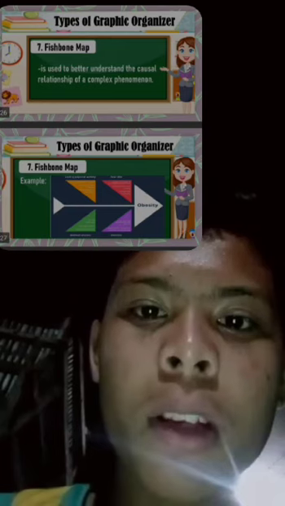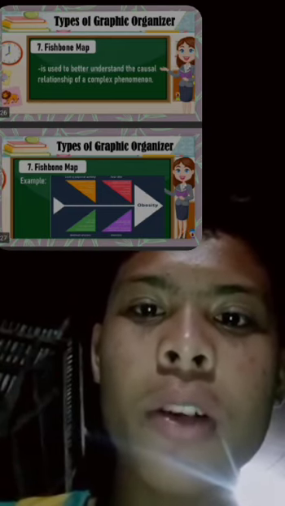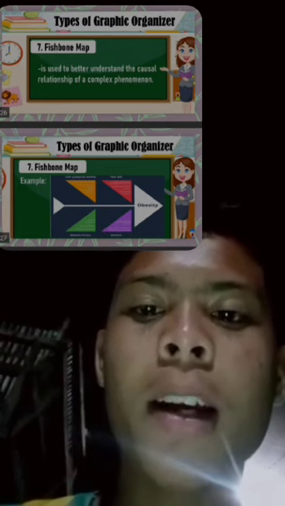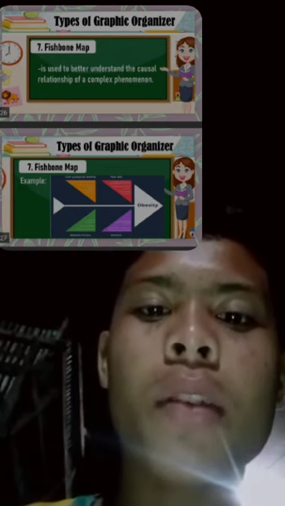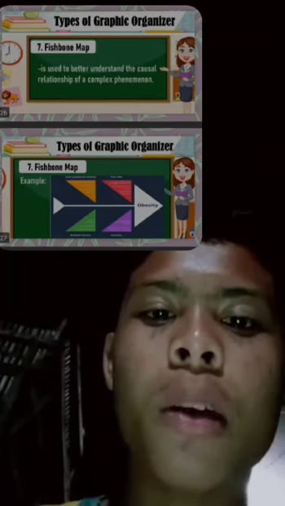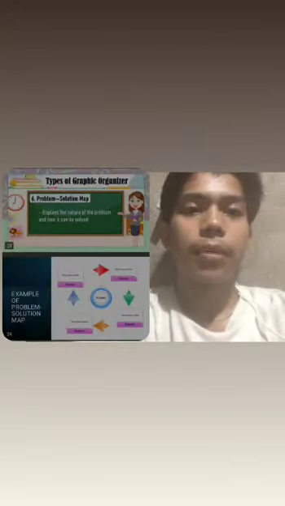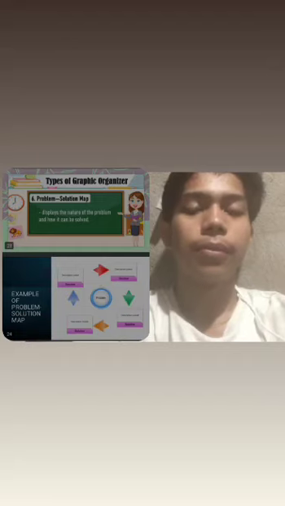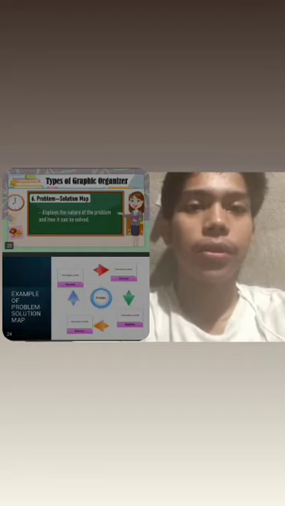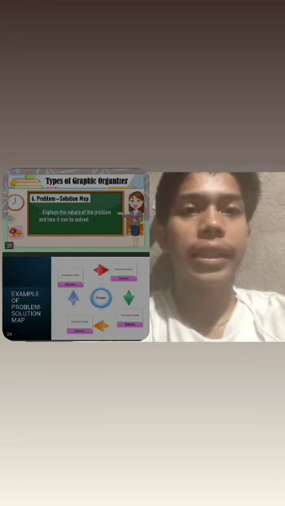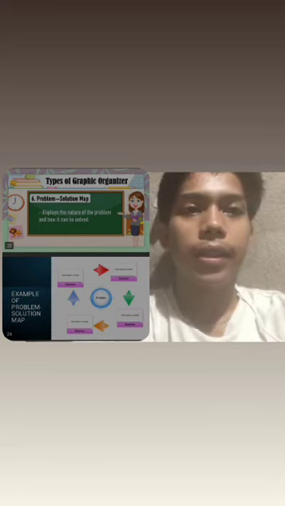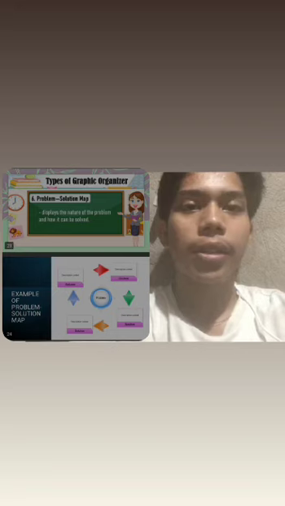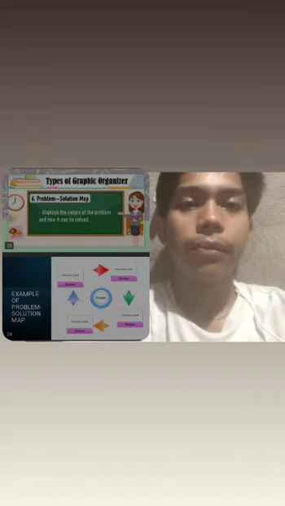Fishbone map is used to better understand the causal relationship of complex phenomena. Another one, cycle, describes how a series of events interact to produce a set of results repeatedly. Problem solution map. A problem solution map is a graphic organizer used to identify a problem, analyze it, and show possible solutions. It helps readers clearly see what the problem is, what causes it, description, context, possible solutions, and which solution is the best. This organizer is helpful in reading, writing, science, and real-life problems.